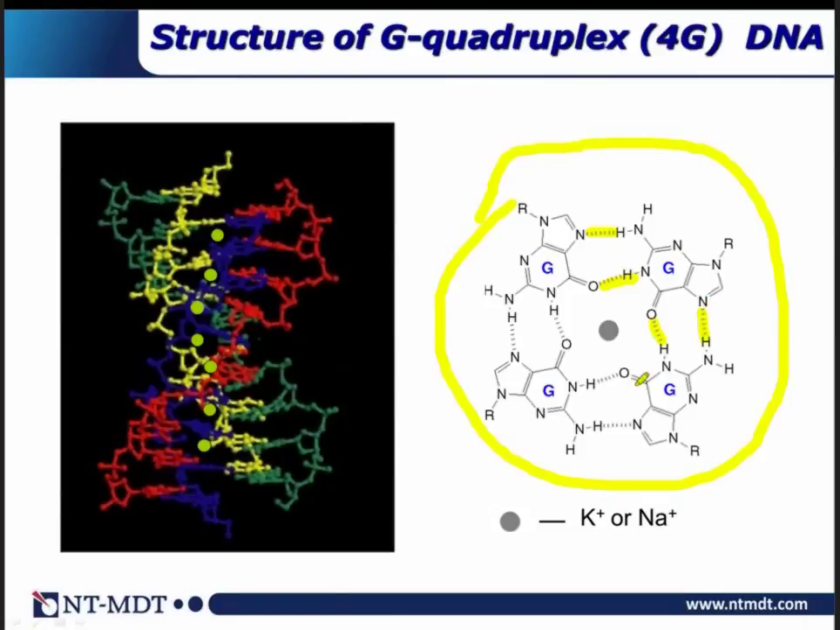You can see there are 8 hydrogen bonds, 1, 2, 3, 4, 5, 6, 7, and 8, inside this tetrad. And in the middle, you can see the cation, which can be either sodium or potassium, which stabilizes those structures. So these are the three main structures I will touch upon during my talk. Those molecules we want to conduct current, so we will term them molecular wires.